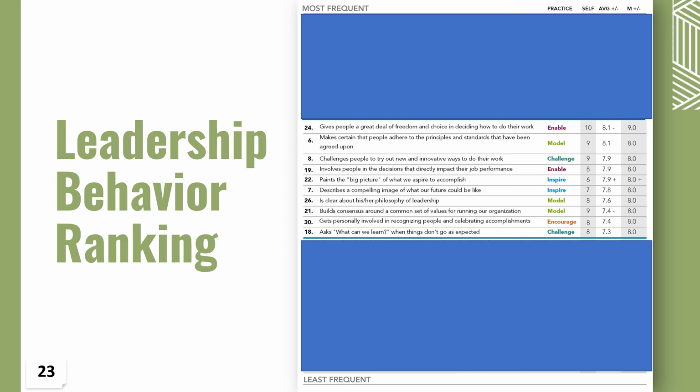Moving on to the middle section of things that people aren't seeing as frequently, but it's not like they're never seeing them. They're not the least frequent. Are there any surprises here? Any awakenings? How are you feeling about what you are seeing? Jot down some actions for further consideration.